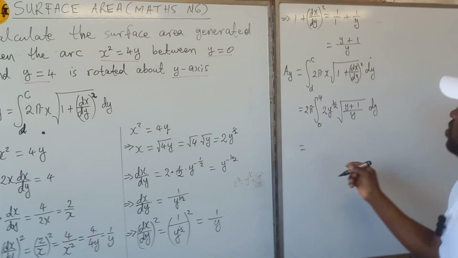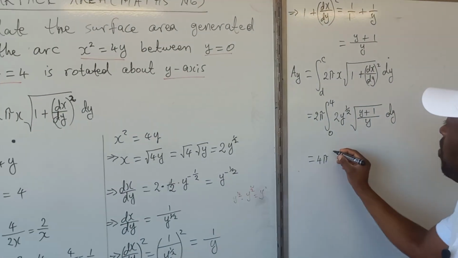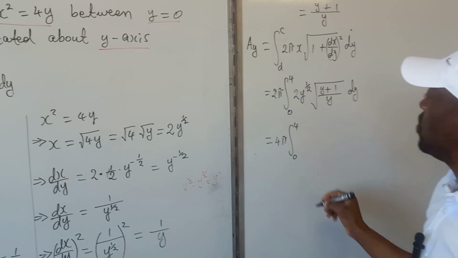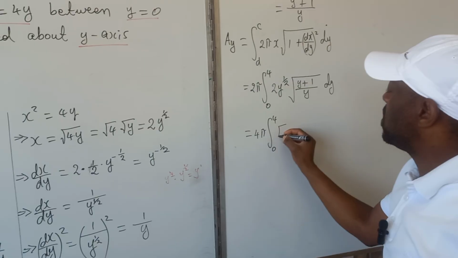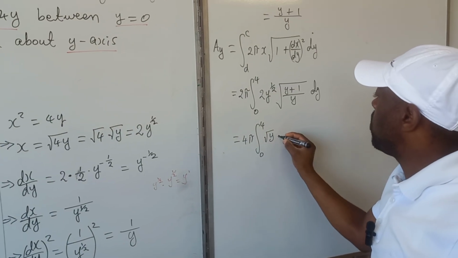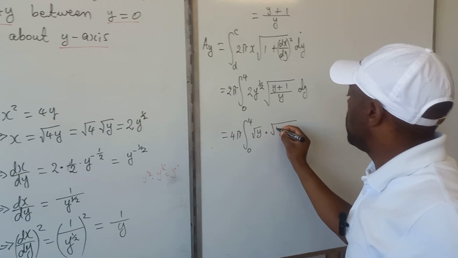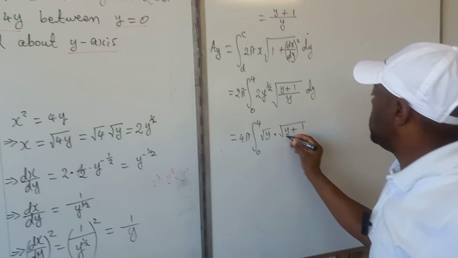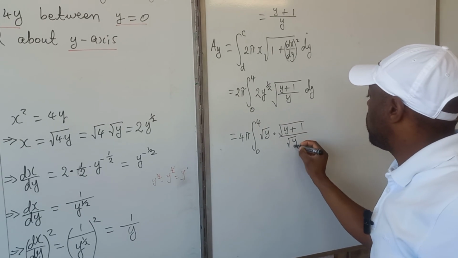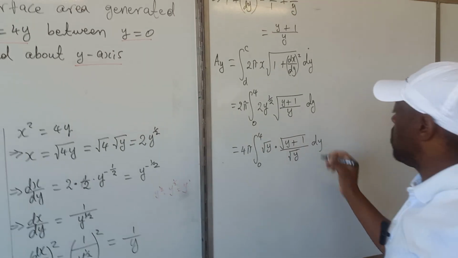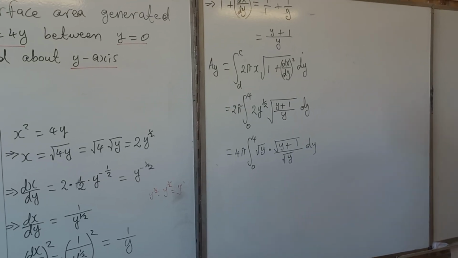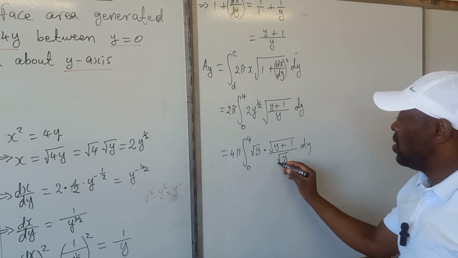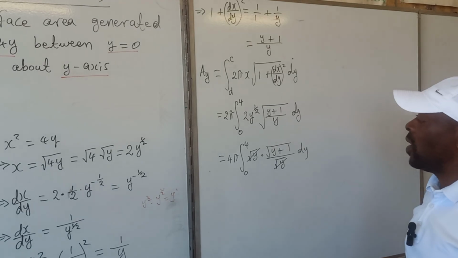2 is a constant, it moves out. So I'm now having 4 pi out, the integral from 0 to 4. So I'm left with y to the power half, which is the same thing as root y, multiplied by the root of y plus 1, then divided by the root of y, since the square root can move freely over division as well as over multiplication. So this now helps me take care of that one.